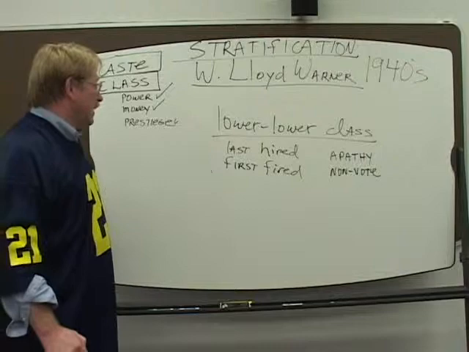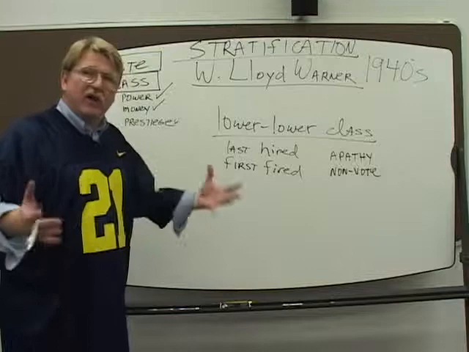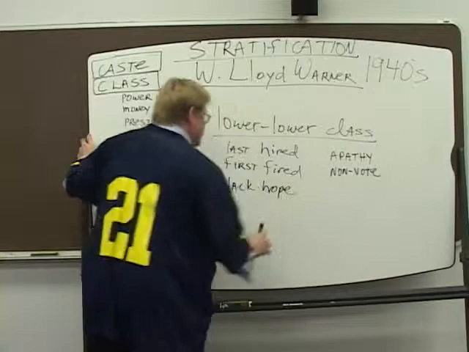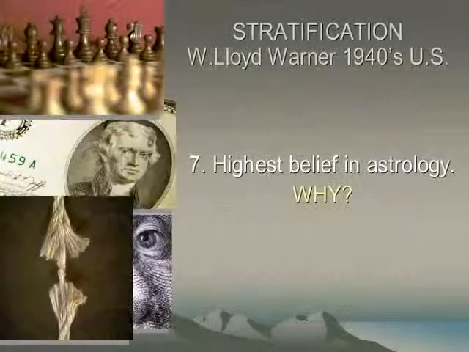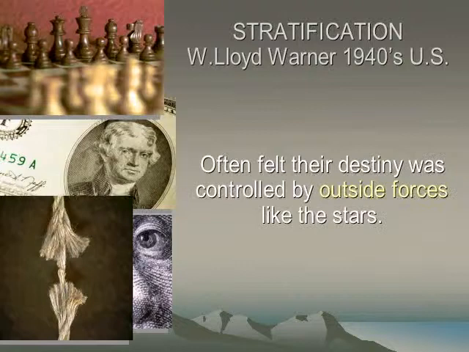Why would they be so apathetic? Well, if you think about it, they don't have a lot of hope for the future. So they lack hope, oftentimes. And of course, we're talking about the average person, not everybody. And if you lack hope, even when opportunities come around, you're less likely to take advantage of those opportunities. They also have the highest belief in astrology. Now, what's the connection there? Well, the belief that the stars control my future, not that I control my future. If you go to the classes above this, they're more likely to say, I control my future. I control a lot of what happens.